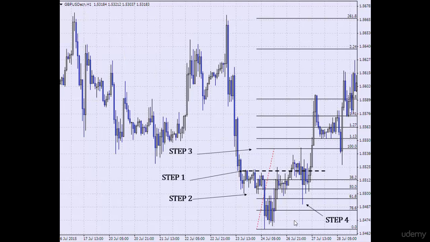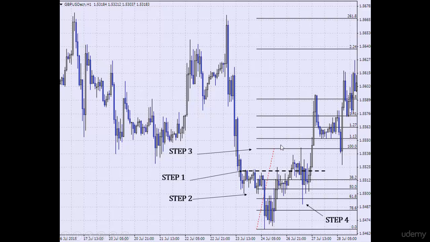Now here is another example of the head and shoulder pattern. Remember, we wait for the market to retest the resistance. The next step is to look for the left shoulder. So here is where the left shoulder is. Then we use the left shoulder to project for the right shoulder. Because the left shoulder is here, we can expect the right shoulder to be in this area.